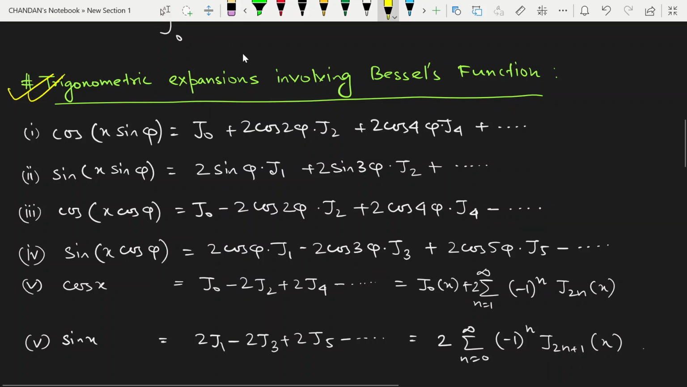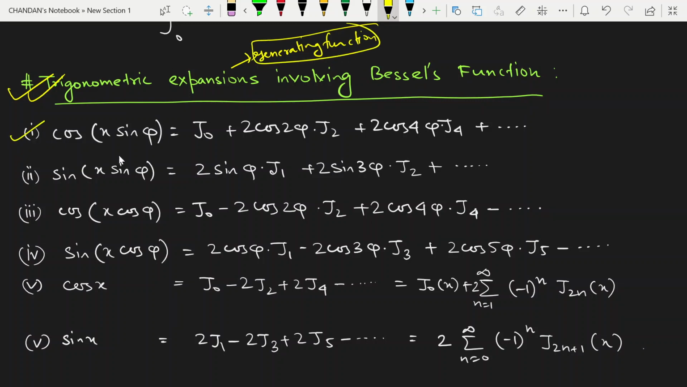You can just learn that these trigonometric expansions come from the generating function. So from the generating function we can construct all these trigonometric expansions. Number one is cos of x sin phi. This is equal to J0 plus 2 cos 2 phi J2 plus 2 cos 4 phi J4 plus and so on. Number two is sin of x sin phi.